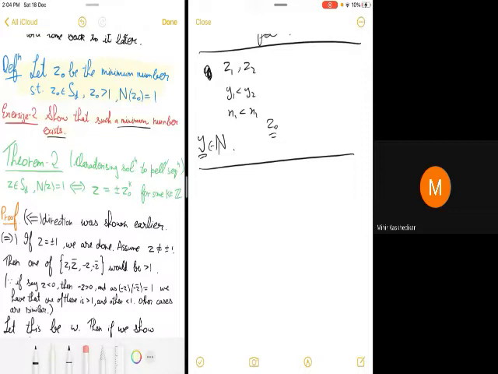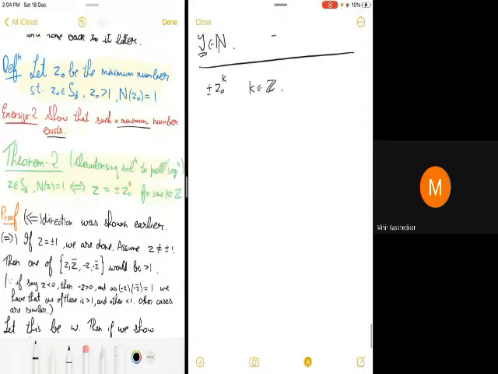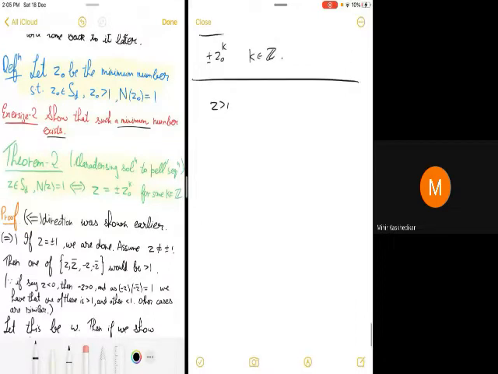Now let's prove that all solutions to Pell are of the form plus or minus z naught power k for some k belonging to the integers. Let's first restrict to z greater than 1. We are trying to show that if z greater than 1 satisfies n of z equal to 1, then z is equal to z naught power k for some k belonging to the naturals. Let's show this first and then we'll come to the full result.